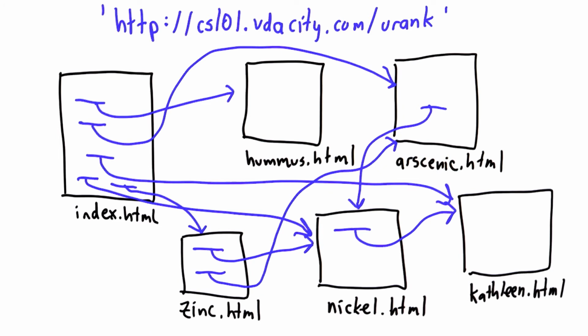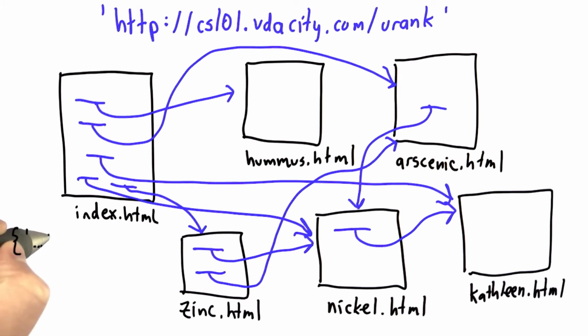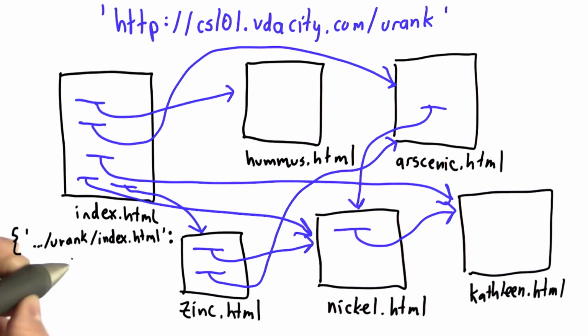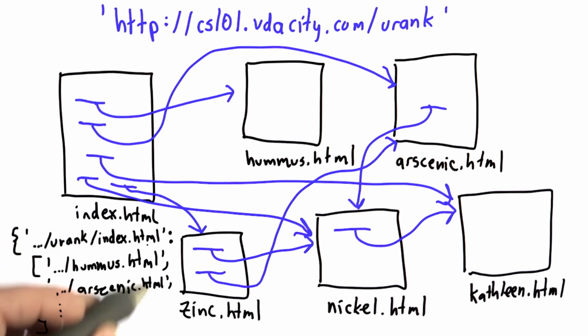So for this site, the graph that your crawl web should produce should have entries that show these connections. So there should be an entry where the URL is the urank/index.html. I'm leaving out the beginning of the URL. And the entries should be a list of all the pages that it links to. So there are going to be 5 pages. All 5 of these should be in the list here. There should be the hummus page, there should be the arsenic page, and the other 3 pages. The order that links appear in this list doesn't matter. It's correct as long as you have all 5 of the links that you can reach from the index.html page.